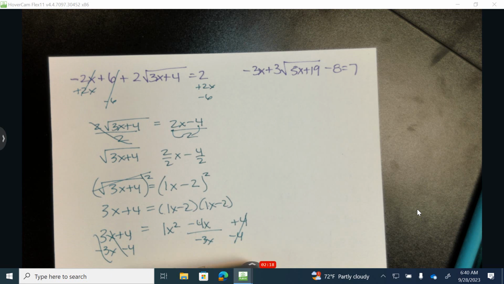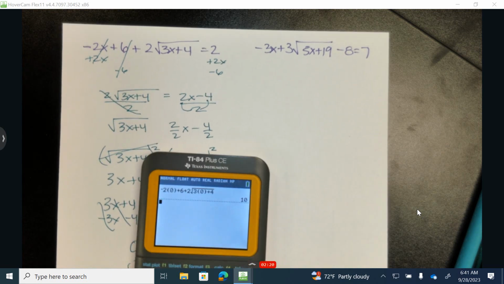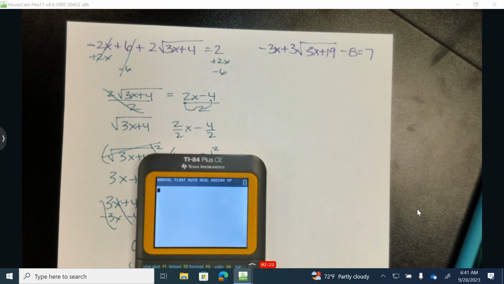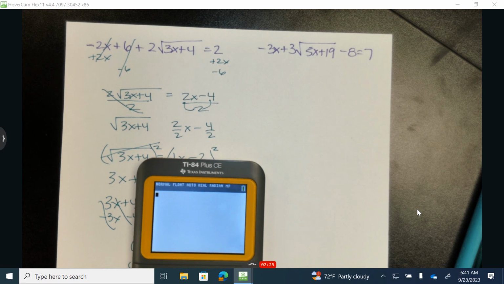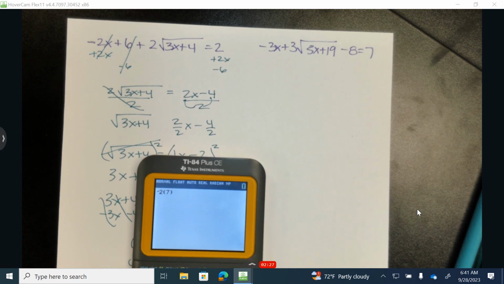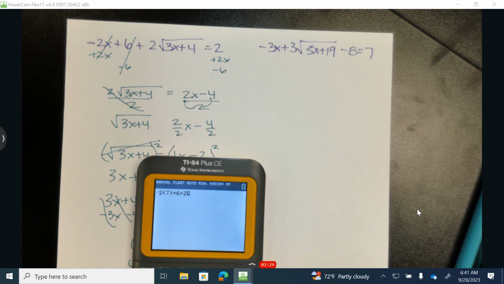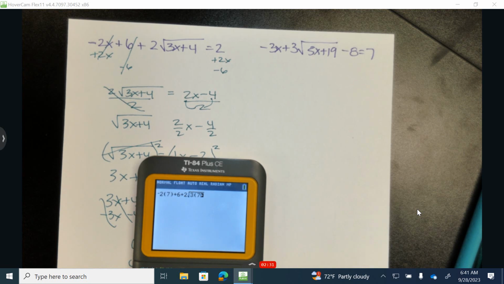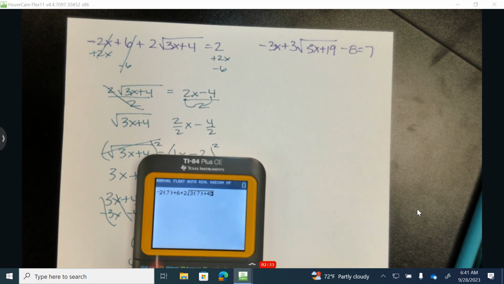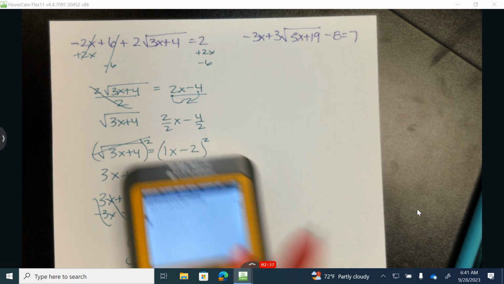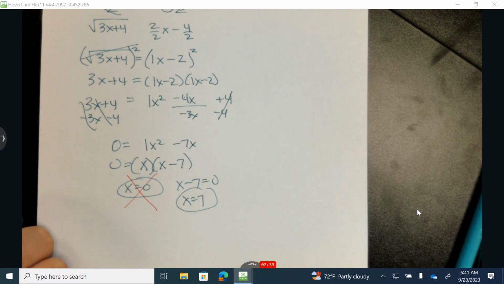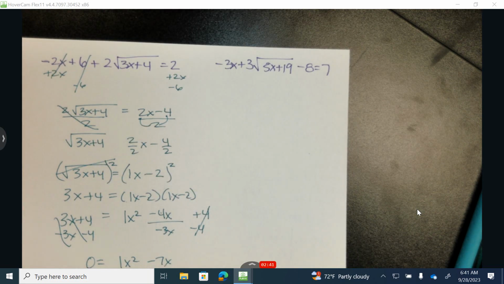I believe it's an extraneous solution, which means we did the math right, but when you plug it in, it doesn't work. Now let's try, what was my other one? It is 7. Let's make sure I plugged this in correctly. With 7, it should equal 2. It does. So we have one correct answer of 7. Let's look at number 8.